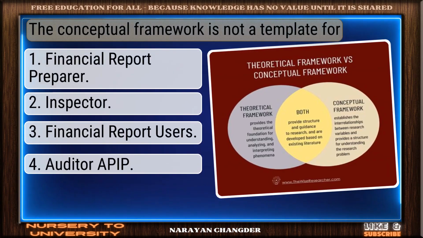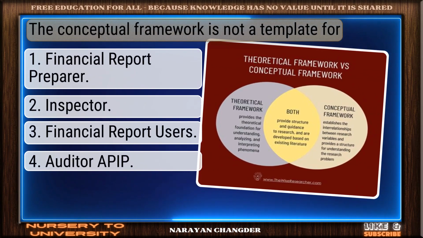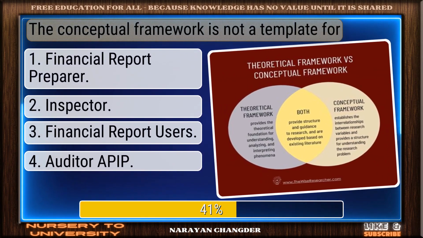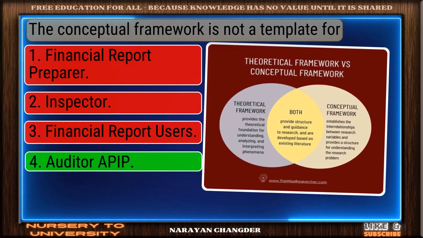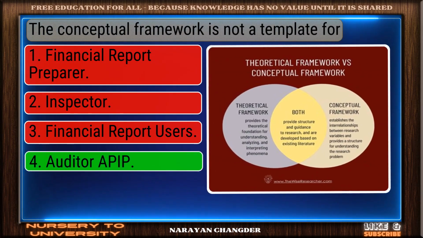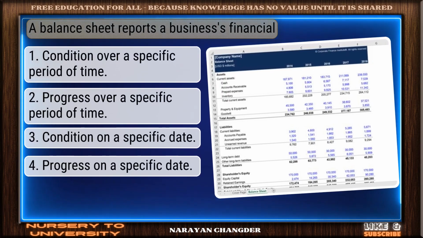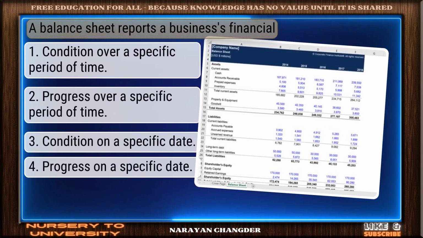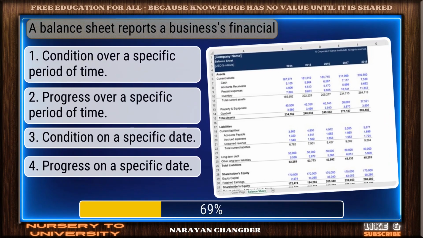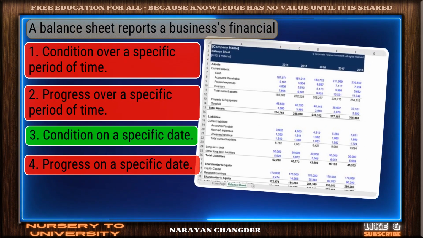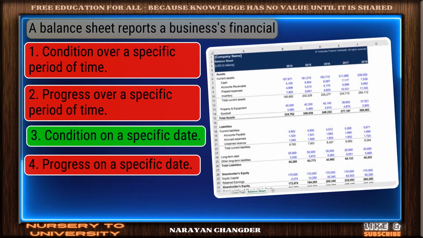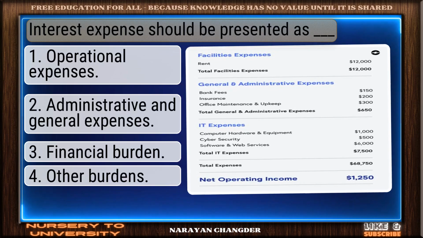The conceptual framework is not a template for strong choice. Auditor EPIP is the right answer. A balance sheet reports a business's financial correct response. Condition on a specific date is the most accurate answer.